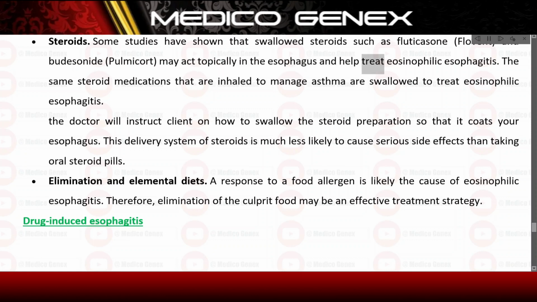the esophagus and help treat eosinophilic esophagitis. The same steroid medications that are inhaled to manage asthma are swallowed to treat eosinophilic esophagitis. The doctor will instruct the client on how to swallow the steroid preparation so that it coats your esophagus. This delivery system of steroids is much less likely to cause serious side effects than taking oral steroid pills. Elimination and elemental diets. A response to a food allergen is likely the cause of eosinophilic esophagitis. Therefore, elimination of the culprit food may be an effective treatment strategy.